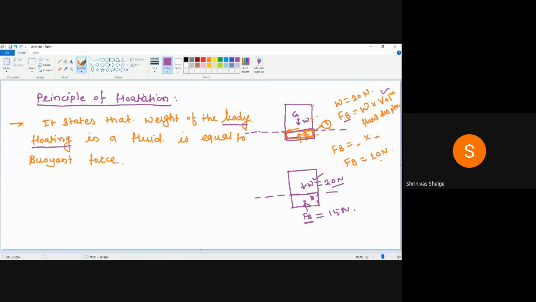For the floating body, the weight of the body is always equal to the buoyant force. Every floating body follows this. Floating means there is a balance of the weight of the body and the buoyant force. Clear? So this is the principle of floatation. When the body floats, the weight of the body becomes equal to the buoyant force. So that is the simple principle of floatation. Yes, is it clear?